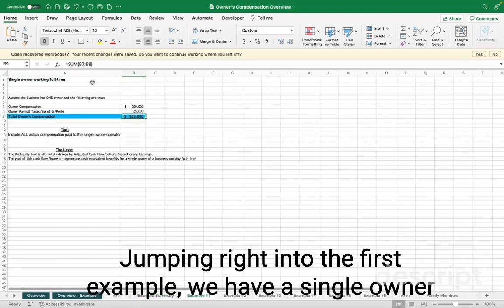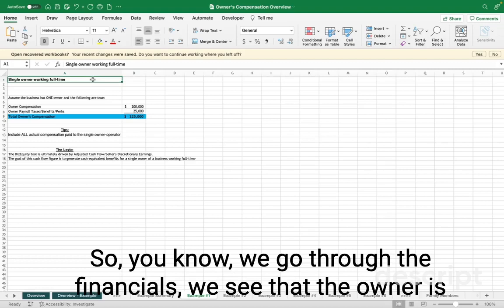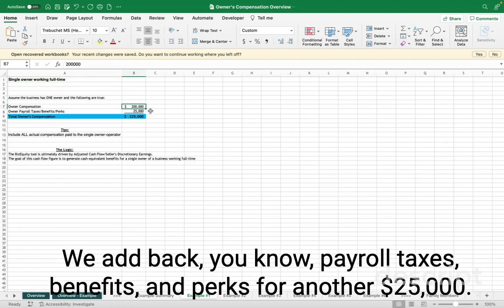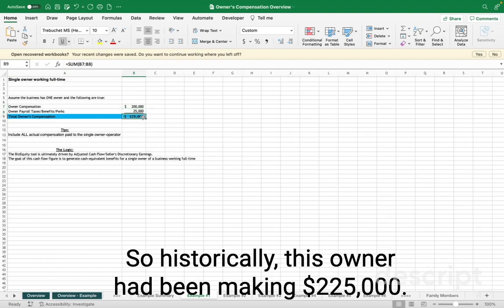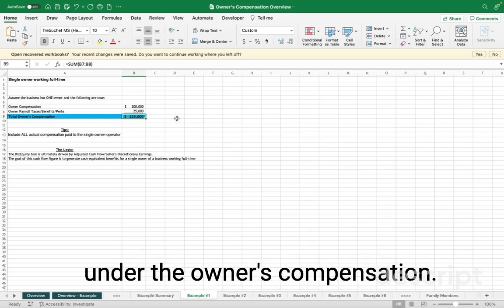Jumping right into the first example, we have a single owner working full-time in the business. Okay, so we go through the financials. We see that the owner is getting paid a salary of $200,000. We add back payroll taxes, benefits, and perks for another $25,000. So historically, this owner had been making $225,000. This is what would get entered into the BizEquity software under the owner's compensation box.